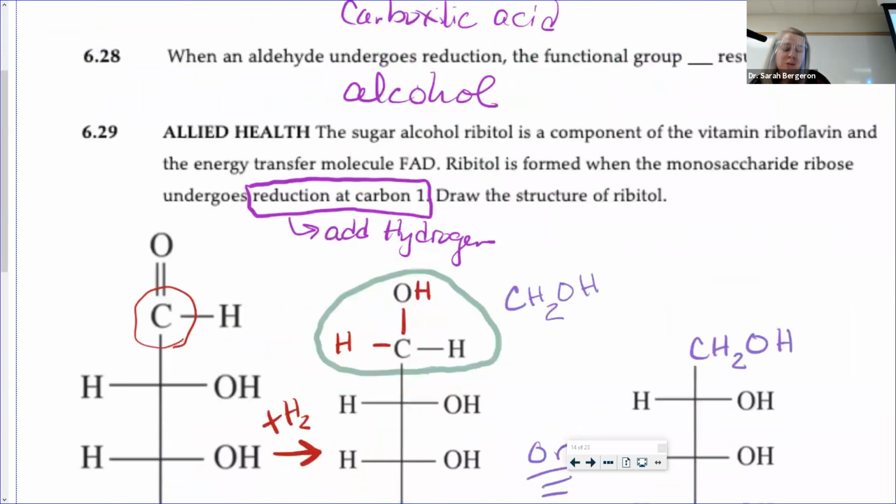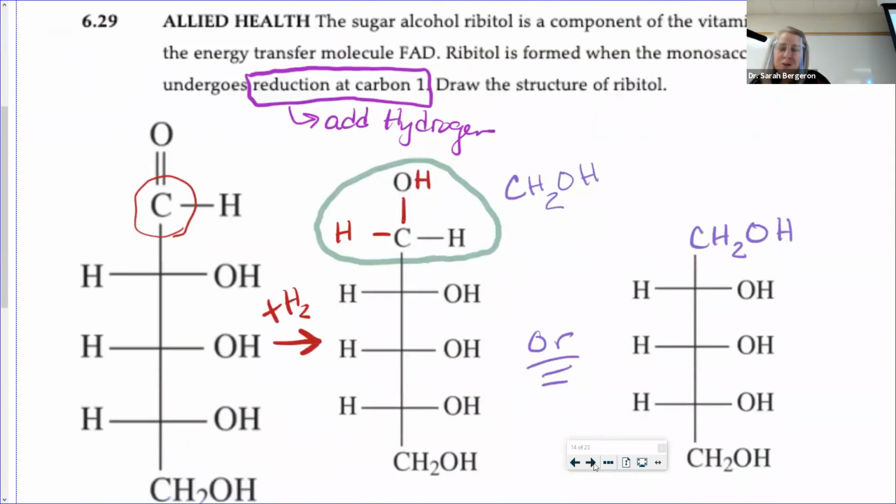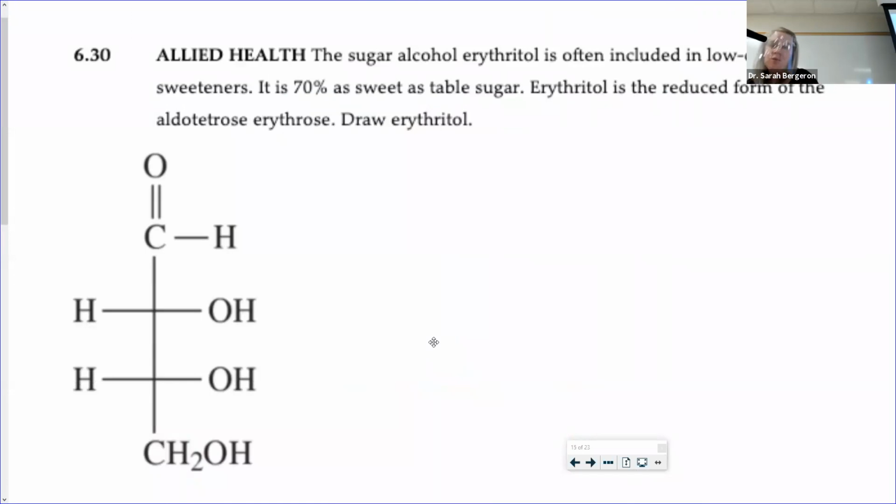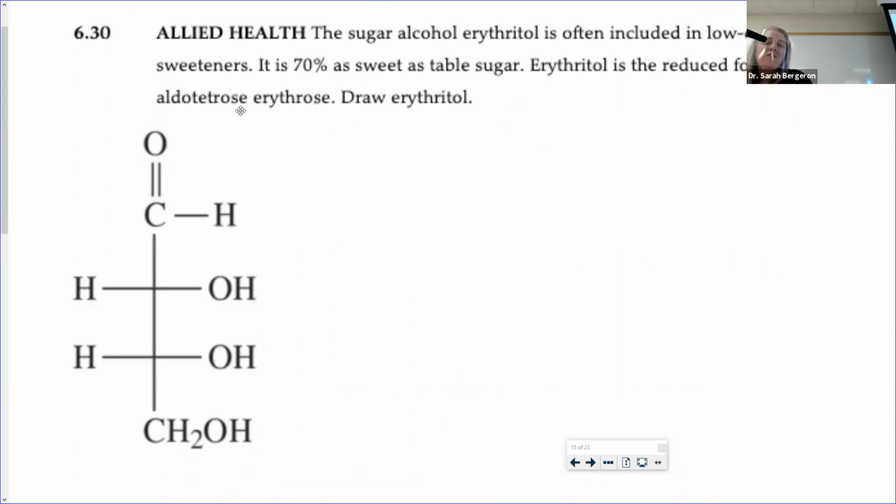Okay, so we had to draw some of those. So let's draw some, right? So the sugar alcohol erythritol is often included in low-calorie sweeteners. It's 70% as sweet as sugar. Erythritol is the reduced form of the aldotetrose erythrose. Oh my gosh, right?